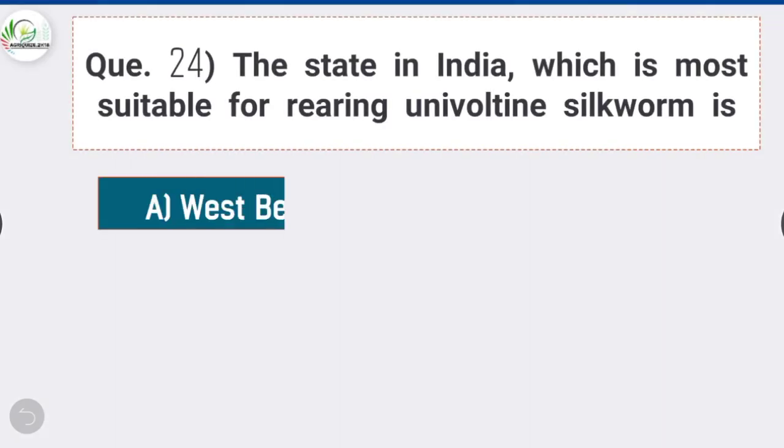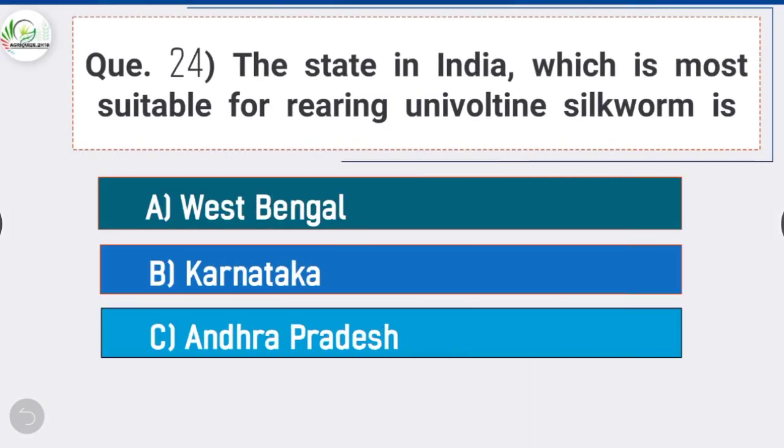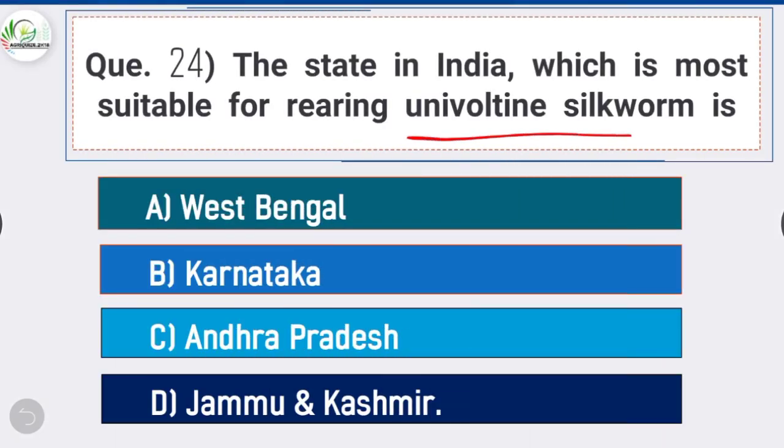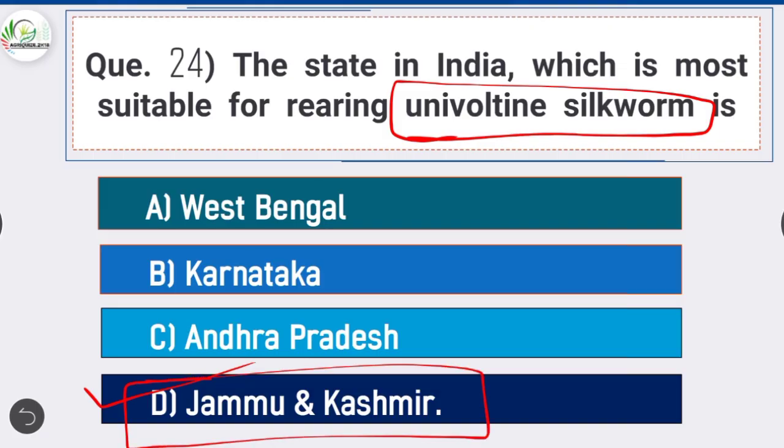Question number 24. The state in India which is most suitable for rearing univoltine silkworm is, option D is the correct answer, Jammu and Kashmir. The state in India which is most suitable for rearing of univoltine silkworm is Jammu and Kashmir.